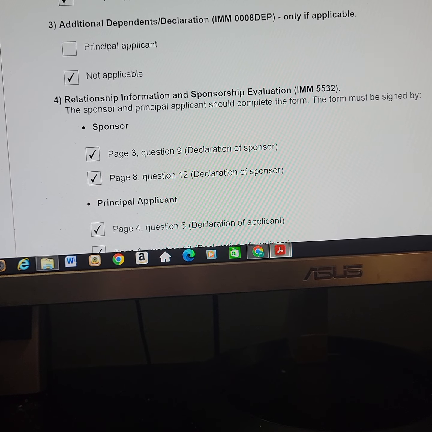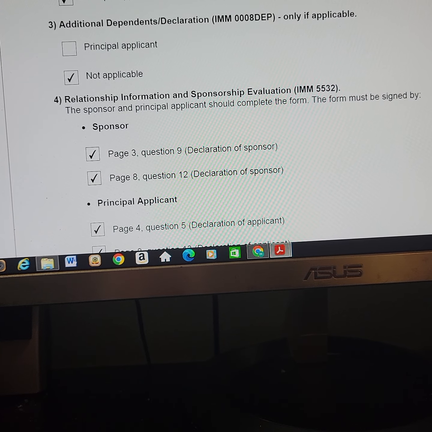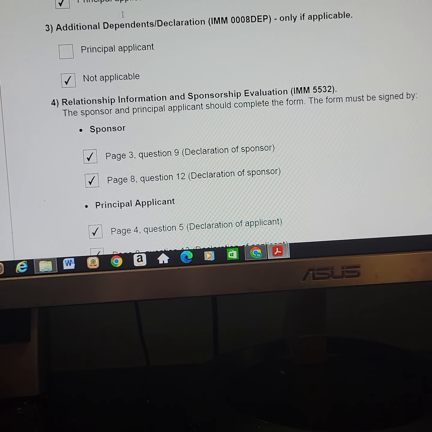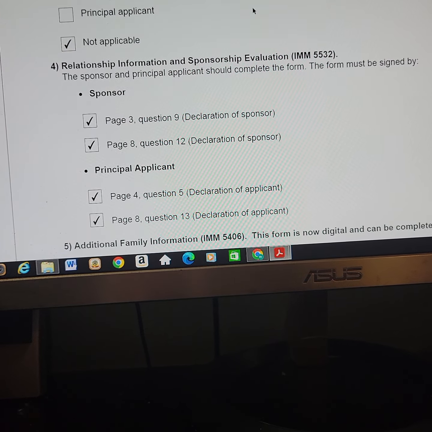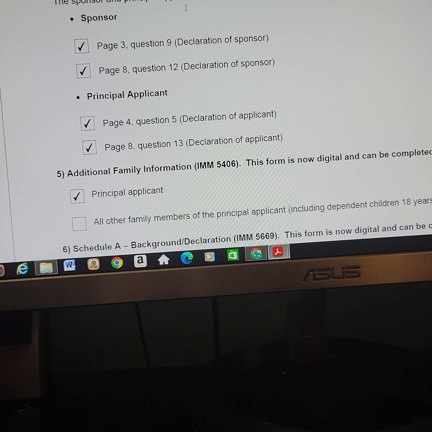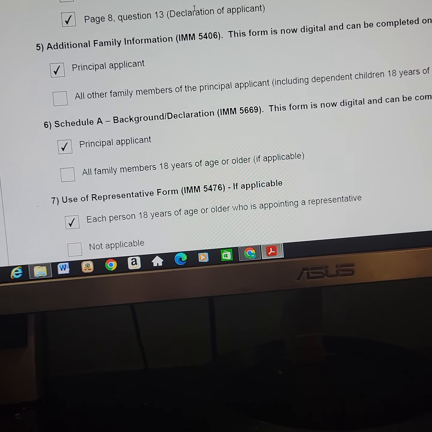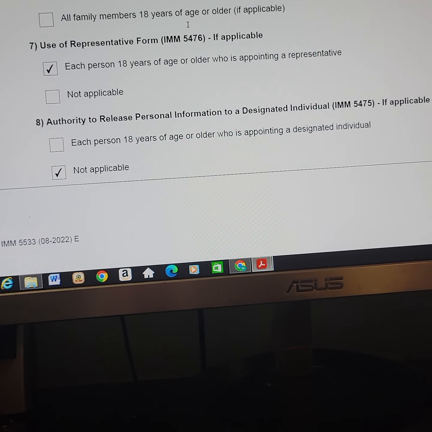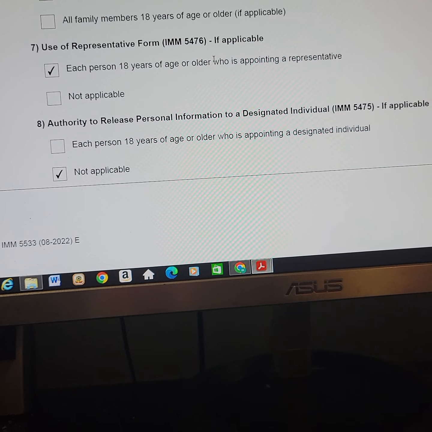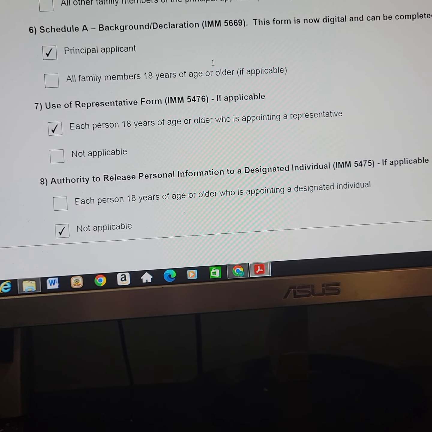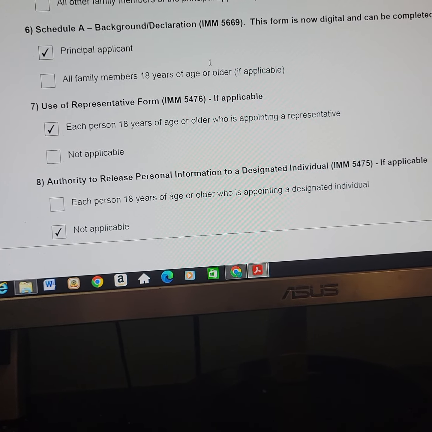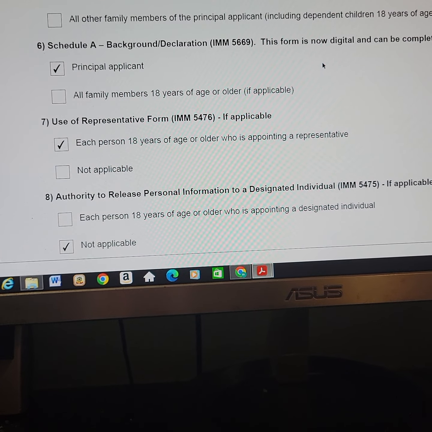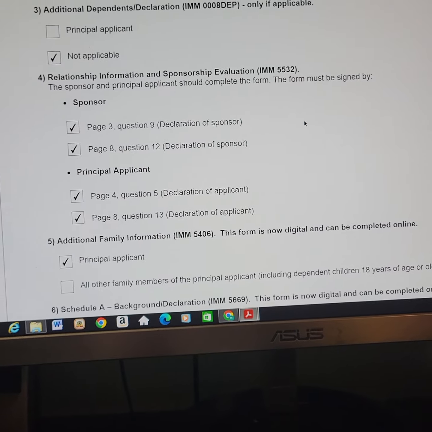The Generic Application form is the form for the principal applicant alone. Only they sign the form. Like I'm saying, the form document checklist at the bottom will tell you who needs to sign which form. So make sure you pay attention to who's signing what and where. That would be that.